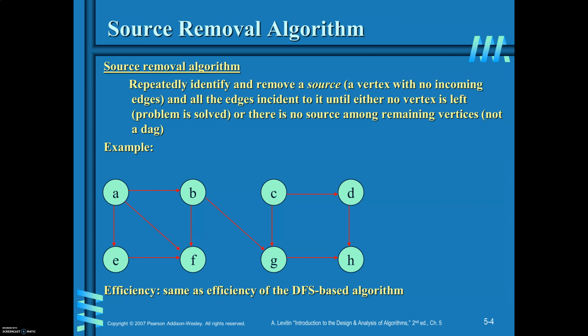Next method is the source removal method. Here, first you are required to identify the source. Source is nothing but a vertex with no incoming edge. So keep on removing these source vertices until no vertex is left in the graph. So look at here, A is a source vertex because there is no incoming edge. Even C is also a source vertex because there is no incoming edge.